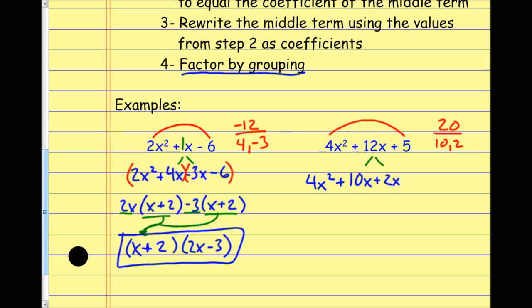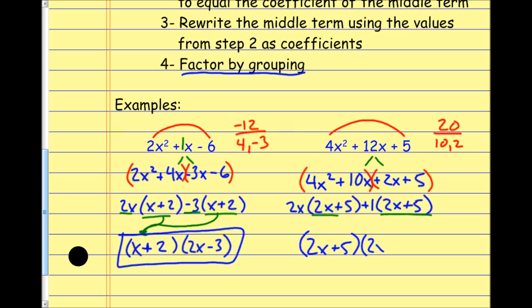And now I have a trinomial that I've split into 4 terms. I can do my factoring by grouping. I group the first 2 terms together. I group the second 2 terms together. Out of the first 2 terms, I can factor out a 2x, which leaves me with a 2x plus 5. Out of the second 2 terms, I have to factor something out, so I factor out a positive 1, which leaves me with a 2x plus 5. And now I see that common polynomial again. So my 2 factors are the 2x plus 5, and when I remove that, it leaves me with a 2x plus 1. And that's how we factor trinomials. We use factoring by grouping.